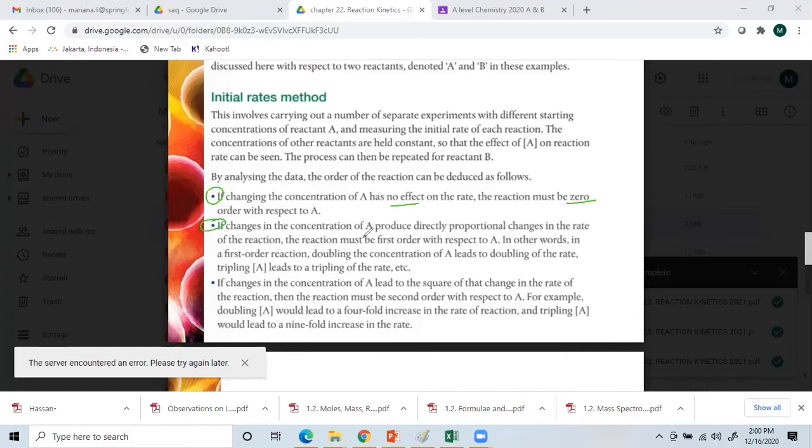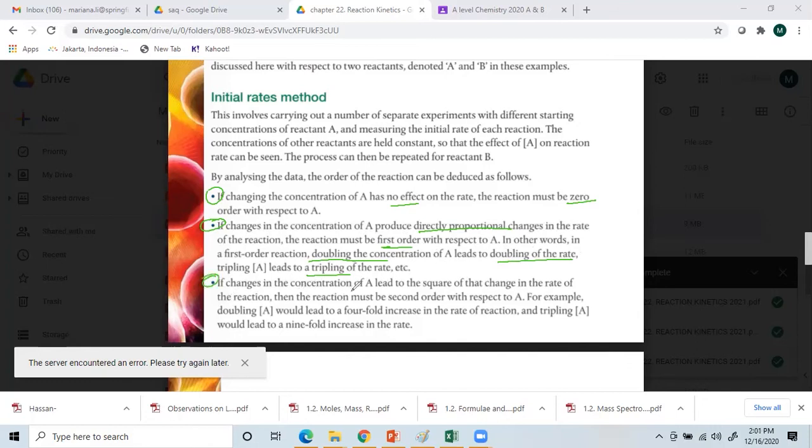If a change in the concentration of A produces a directly proportional change in the rate of reaction, the reaction must be first order. In other words, in first order reactions, doubling the concentration leads to doubling the rate. So once again, this is directly proportional. If you double this, the rate will double. If you triple this, the rate will triple as well. Directly proportional for the first order.